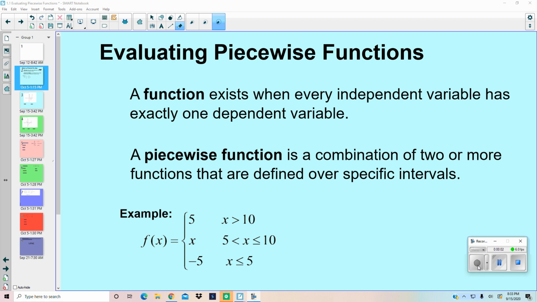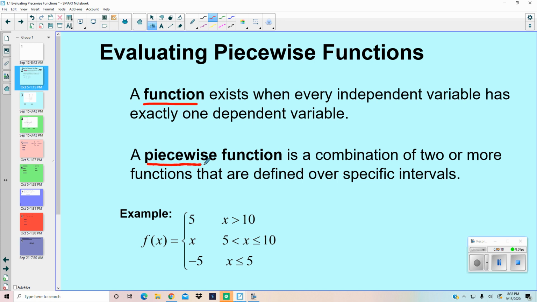Okay, we're going to start talking about piecewise functions this week. And let me just remind you, a function exists when every independent variable has exactly one dependent variable. So it passes the vertical line test.